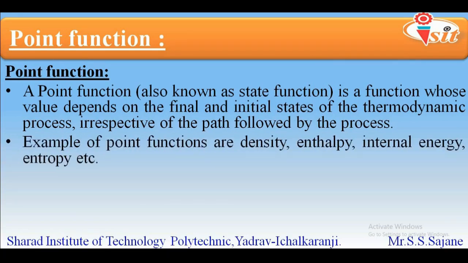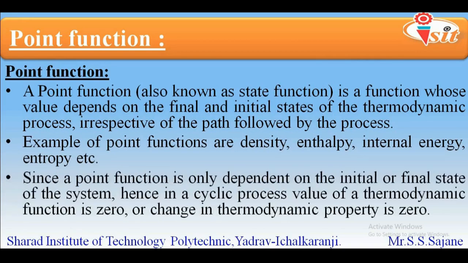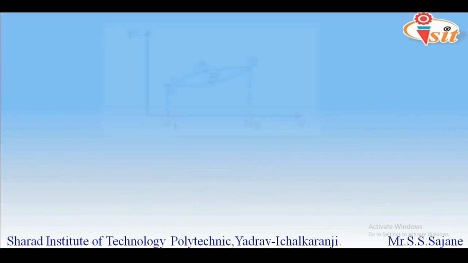Some of the examples of point function are the density, enthalpy, internal energy, entropy, etc. Since a point function is only dependent on the initial or final state of the system, for a cyclic process, the value of the thermodynamic function is 0, or the change in thermodynamic property is 0. We'll again see this with the help of a diagram.